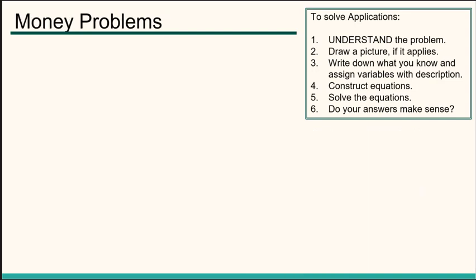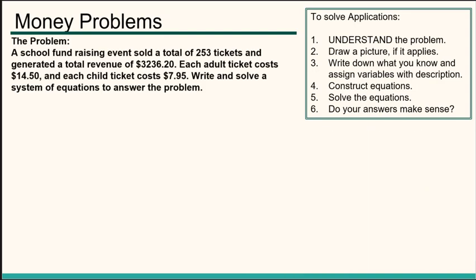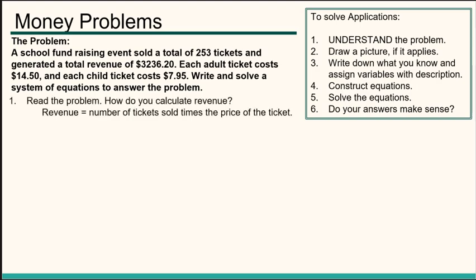Let's do one of these money problems. A school fundraising event sold a total of 253 tickets and generated a total revenue of $3,236.20. Each adult ticket costs $14.50, and each child ticket costs $7.95. Now, we're going to write and solve a system of equations to solve the problem. Read the problem. How do you calculate revenue?